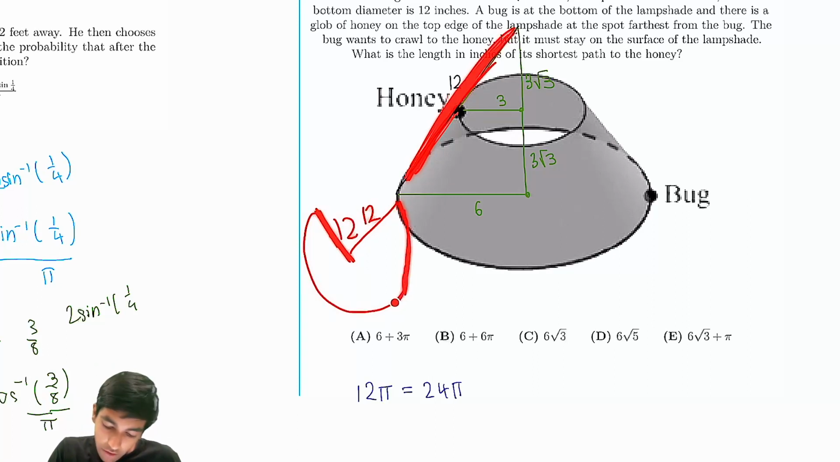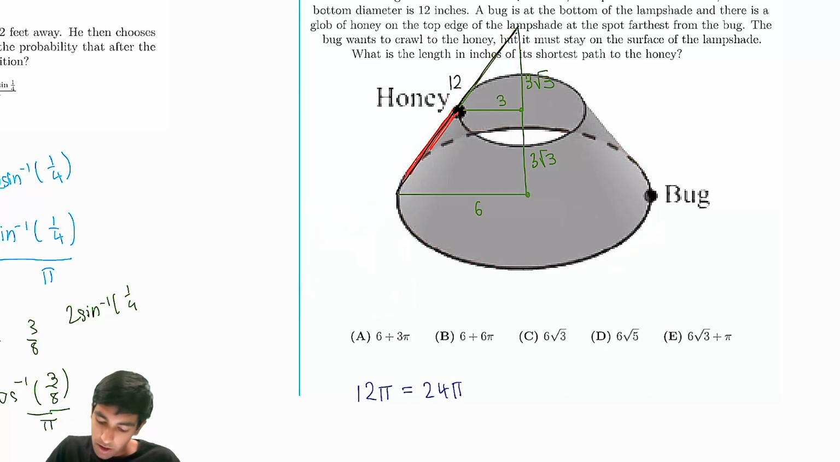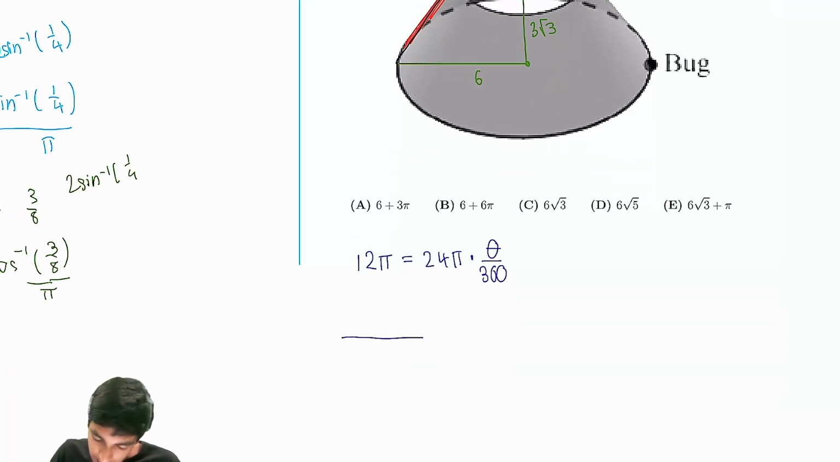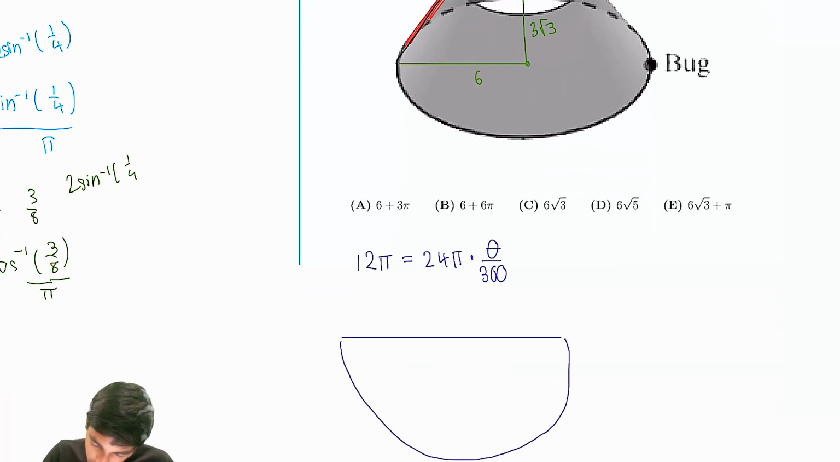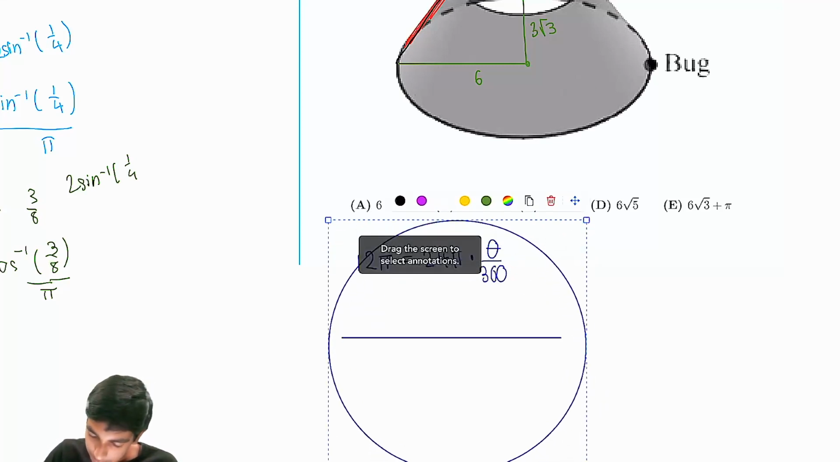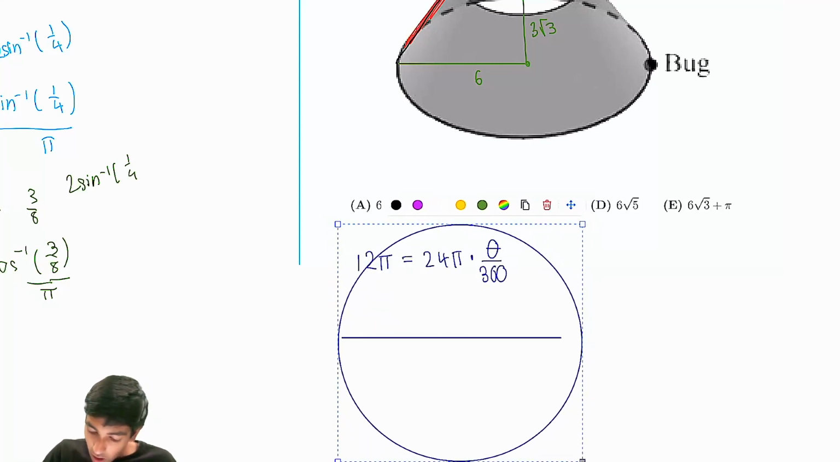And this arc length is going to correspond to this circumference over here. So this is 12 pi. And then what must this angle be such that the arc length is also equal to 12 pi? We have 24 pi times theta over 360. Theta is 180. What does that mean? That means when we unfold this, we get a semicircle. Not a very good semicircle, but we get a semicircle, something like that. And so we unfolded the big cone into a semicircle.